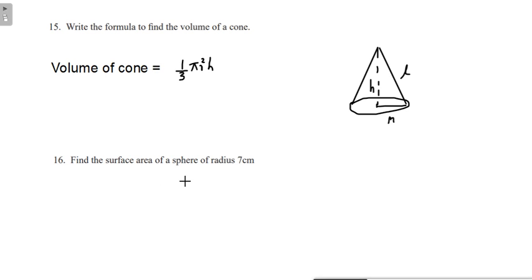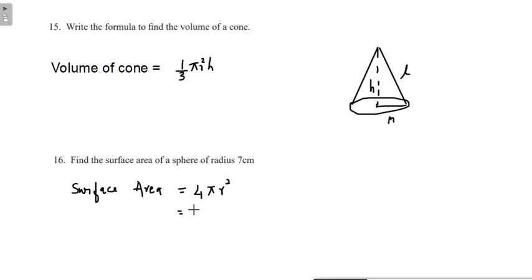Then next, find the surface area of a sphere of radius 7 centimeter. So here, surface area of a sphere. So what's the formula for surface area of a sphere? You remember? Yes, surface area of sphere will be equal to 4 pi r square. Okay, write that first, is equal to 4 pi r square. So we know what is now r. Substitute the value in the next step.